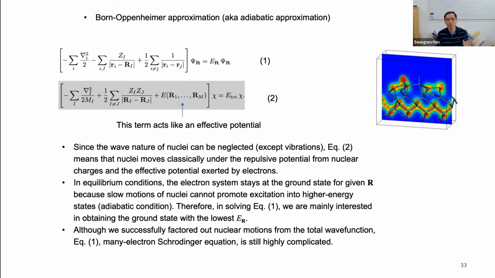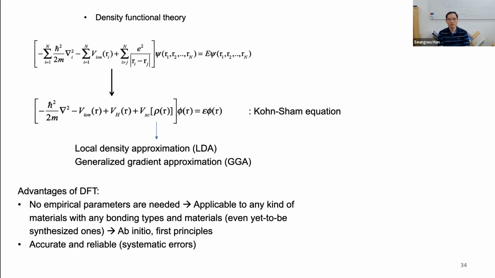All right. So basically we are separating the nucleus and the electrons; the electrons we solve quantum mechanically, the nucleus classically. That is the major idea of the Born-Oppenheimer approximation. But still, we have to solve the many-body electron system, which is quite complicated. There is a huge number of variables.